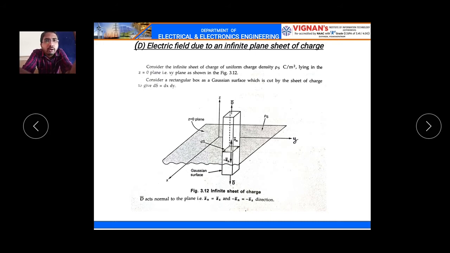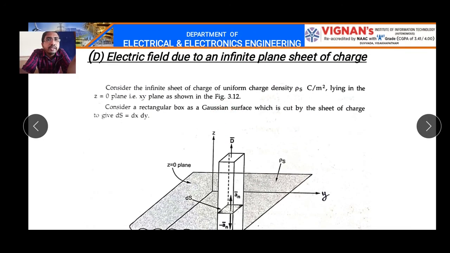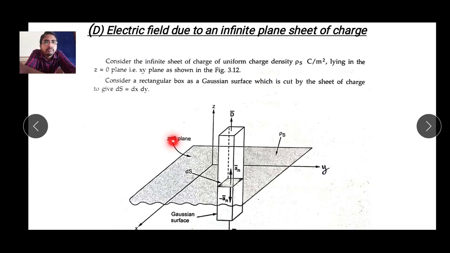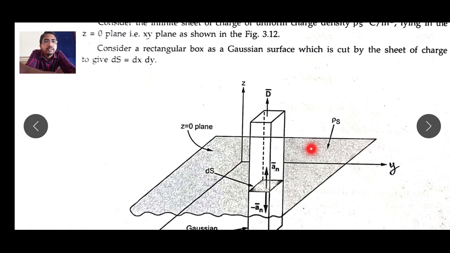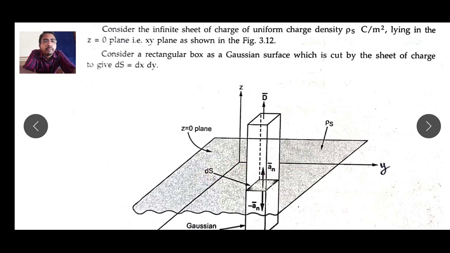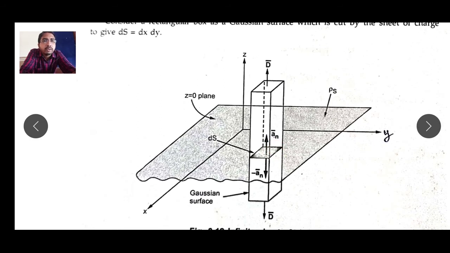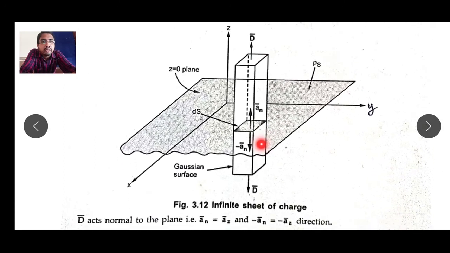Next, we will use Gauss law for deriving the electric field due to an infinite plane sheet of charge. See, this is the infinite sheet of charge that we are using. From that infinite sheet of charge, which is kept in the z equal to 0 plane, I am taking only a small differential sheet ds, and the unit vector perpendicular to it is an bar. Okay, an bar. So I am assuming a cylinder along this differential surface.